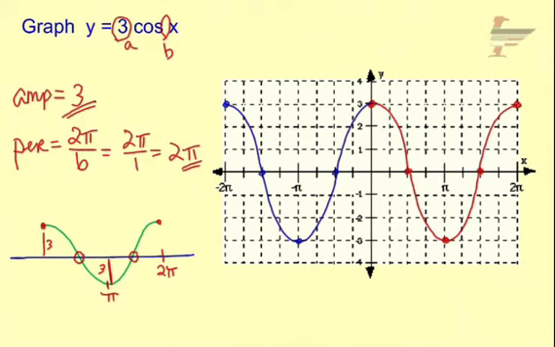So there is y equals 3 cosine x. The 3 made it taller. It made us go 3 between the x-axis and the curve.